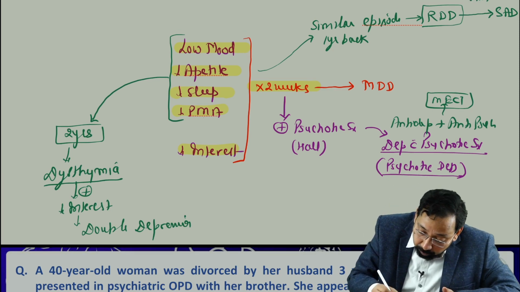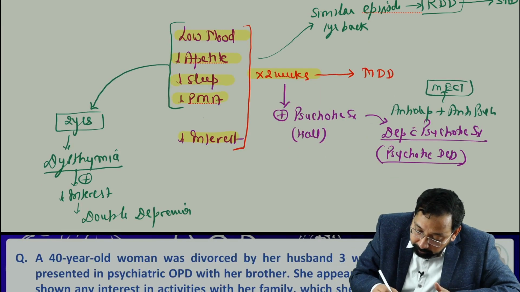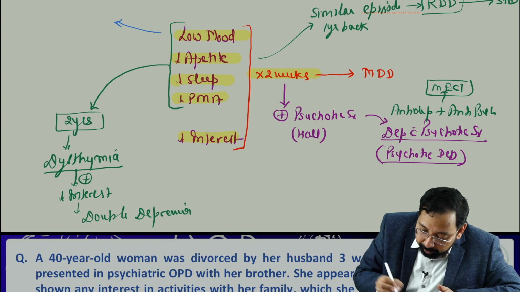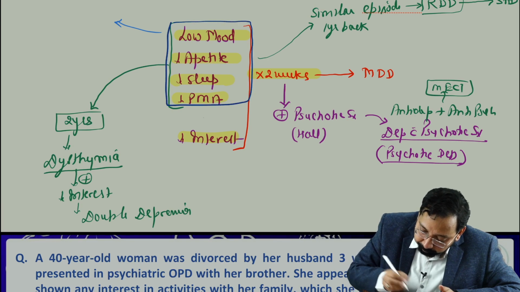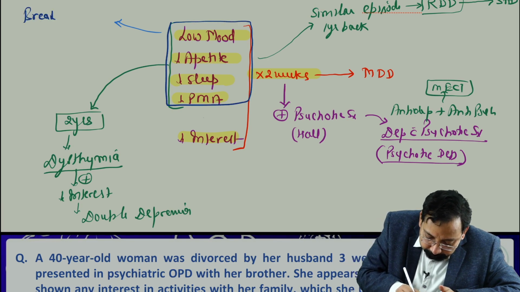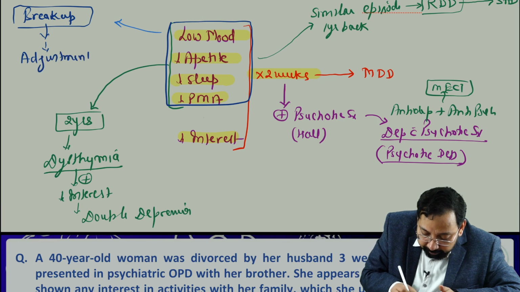If these four symptoms are there, I take a different color. These four symptoms are there after breakup. Means depressive criteria not fulfilled. Depressive criteria not fulfilled, diagnosis would be adjustment disorder.